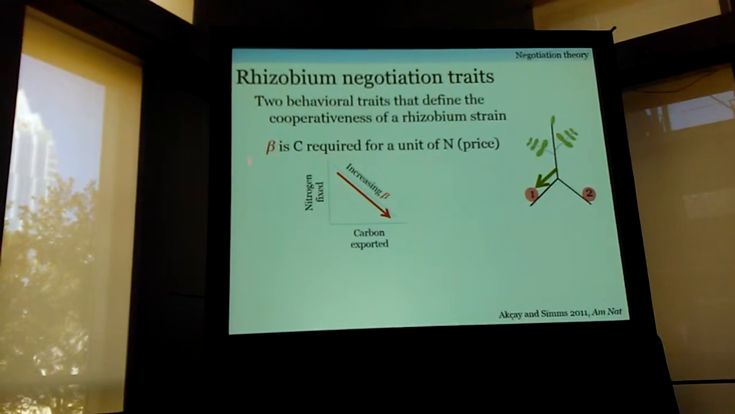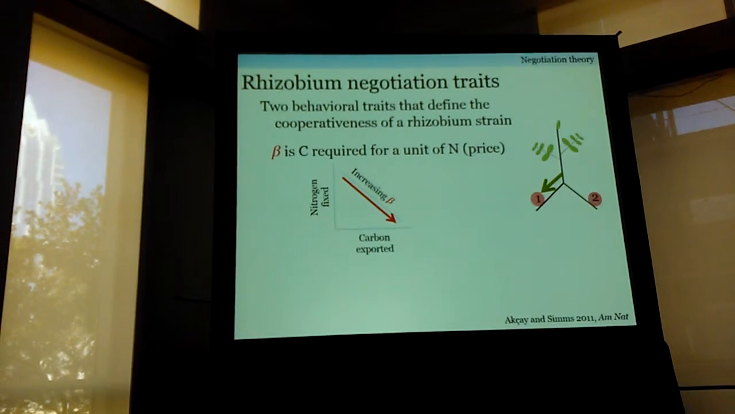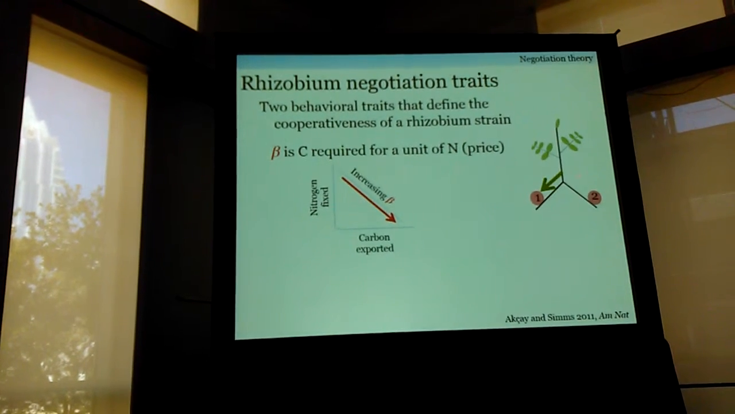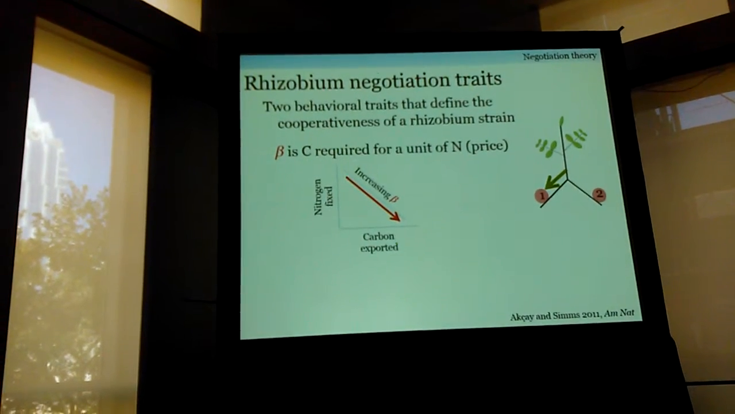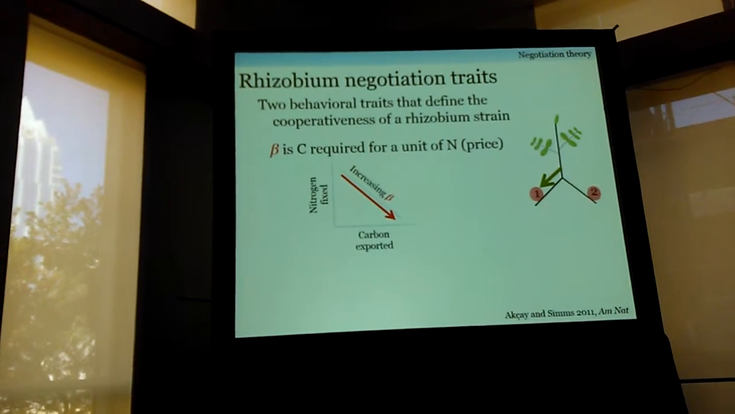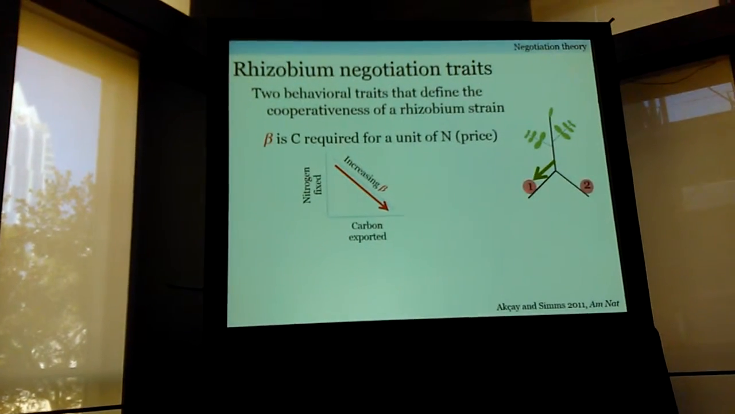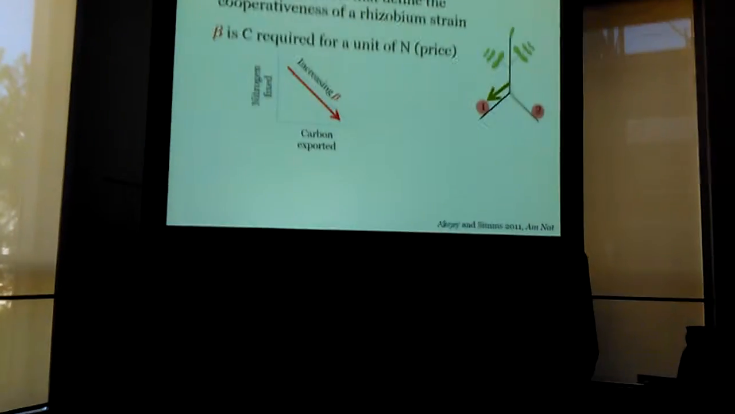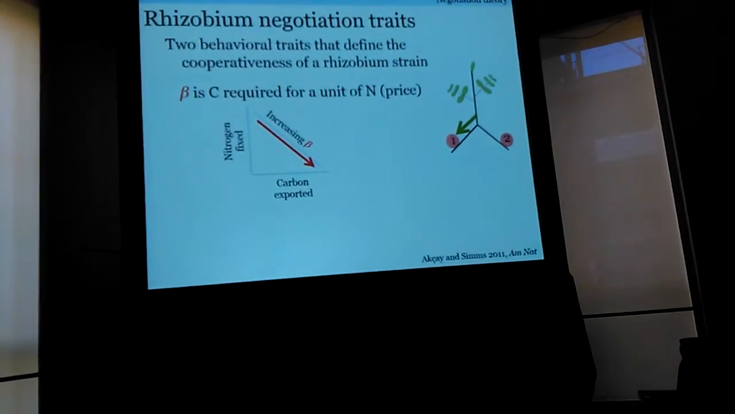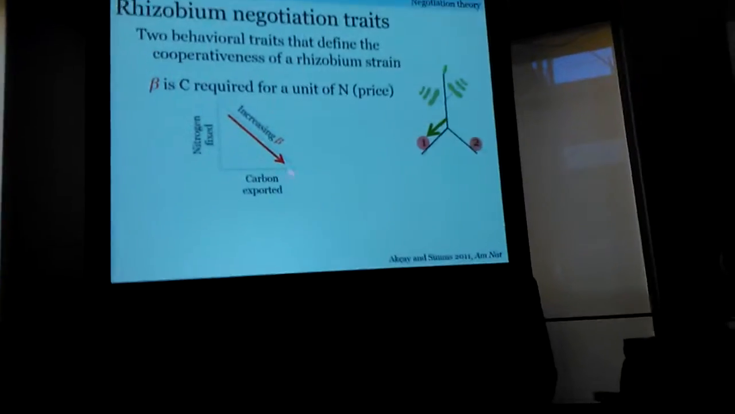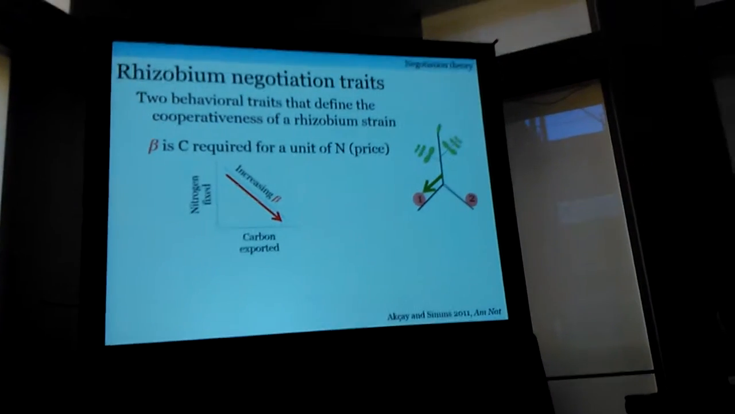One trait is this trait we call beta, which is the price that the rhizobia in a nodule that the plant is negotiating with are demanding for their nitrogen. And if they don't get that price, we assume that those rhizobia go out on strike. Okay, so the plant is like an employer negotiating with employees. Now, as the rhizobia demand more carbon, the fitness of the rhizobia increases and the fitness of the plant decreases. Okay, so rhizobia with high beta are less cooperative.